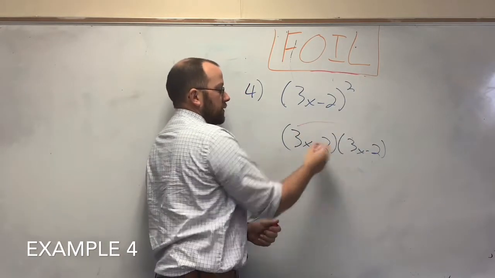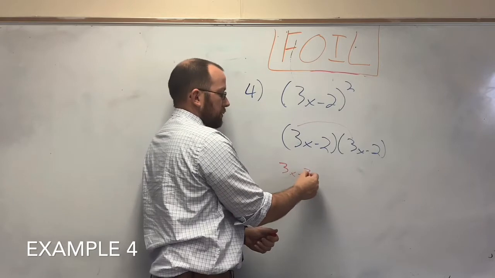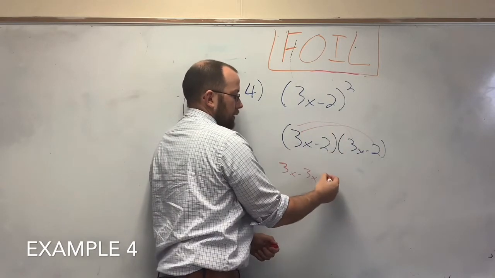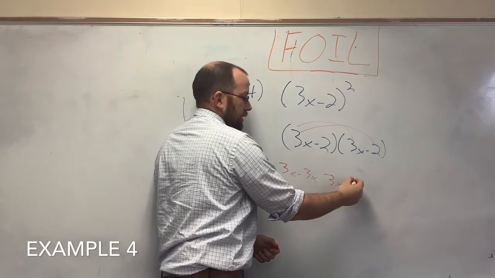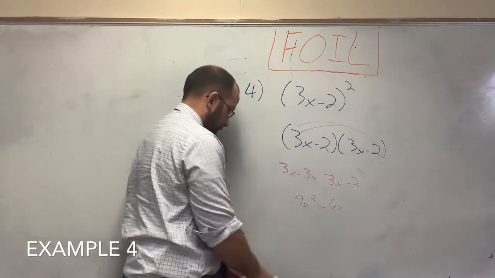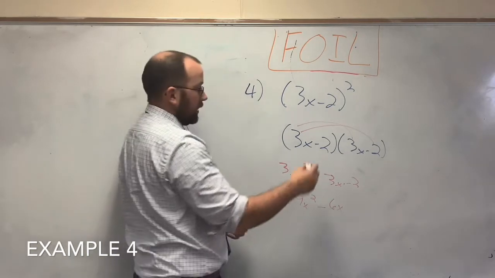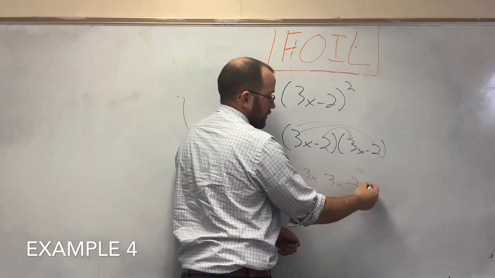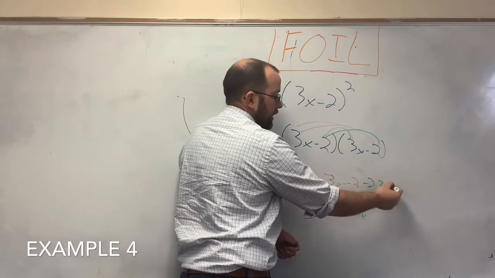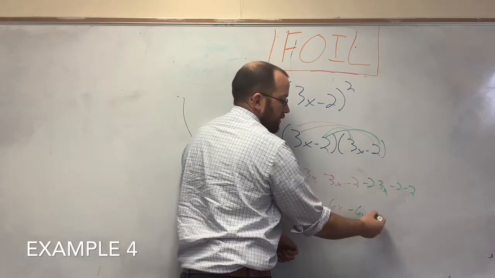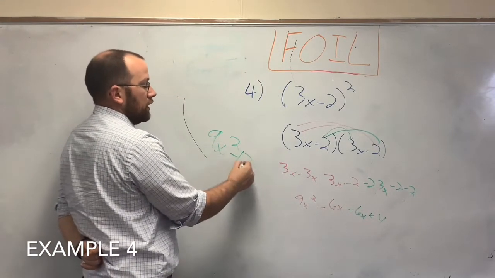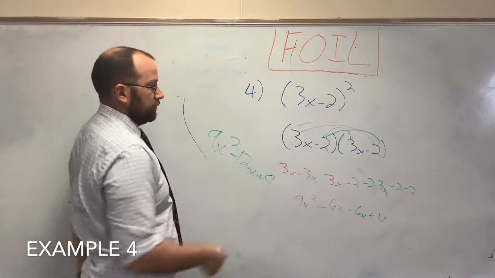So our first, 3x times 3x, gives us 9x squared. 3x times negative 2 gives us negative 6x. Then negative 2 times 3x gives us negative 6x. Then negative 2 times negative 2 gives us 4. So our final answer is 9x squared minus 12x plus 4.